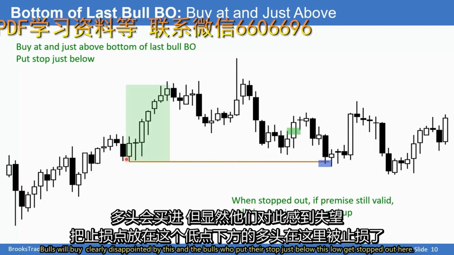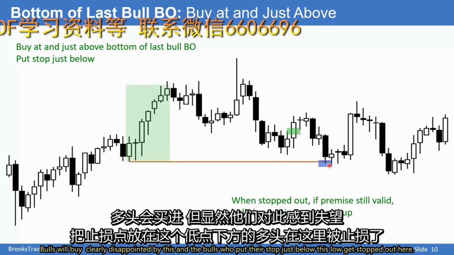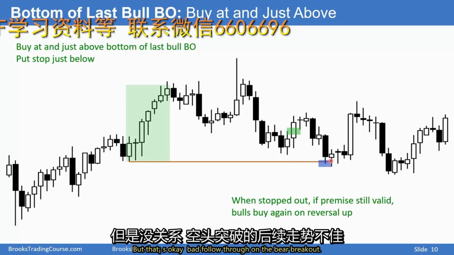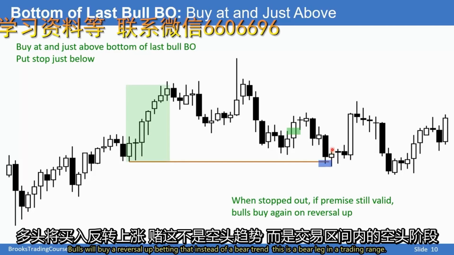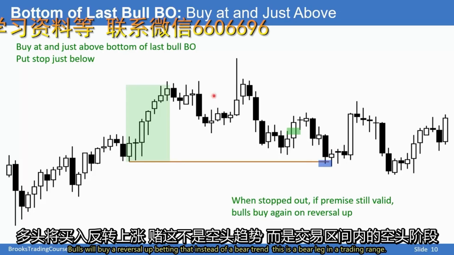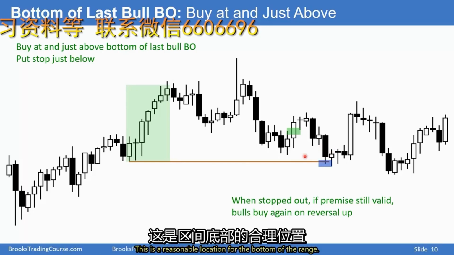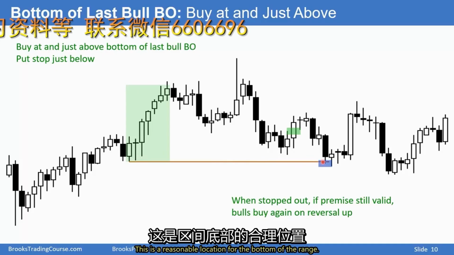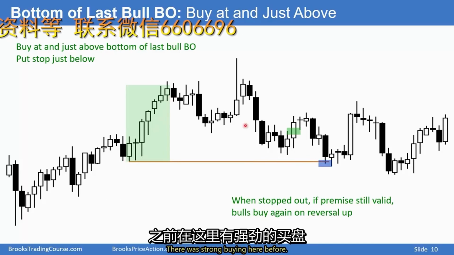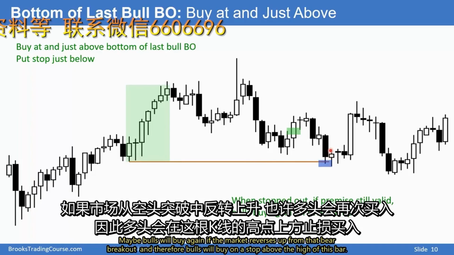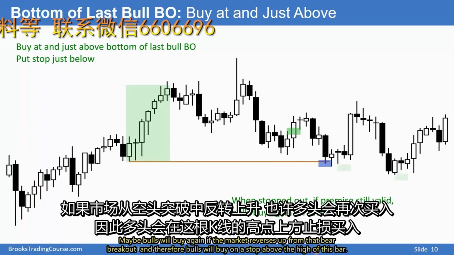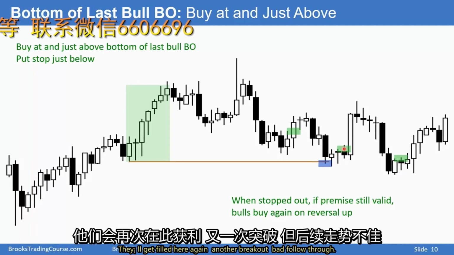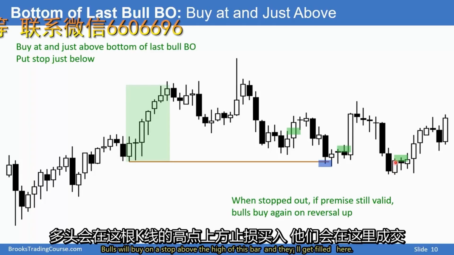Clearly disappointed by this. And the bulls who put their stop just below this low get stopped out here. But that's okay. Bad follow through on the bear breakout. Bulls will buy a reversal up, betting that instead of a bear trend, this is a bear leg in a trading range. This is a reasonable location for the bottom of the range. There was strong buying here before. Maybe bulls will buy again if the market reverses up from that bear breakout. And therefore bulls will buy on a stop above the high of this bar. They'll get filled here. Again, another breakout, bad follow through. Bulls will buy on a stop above the high of this bar, and they'll get filled right here.